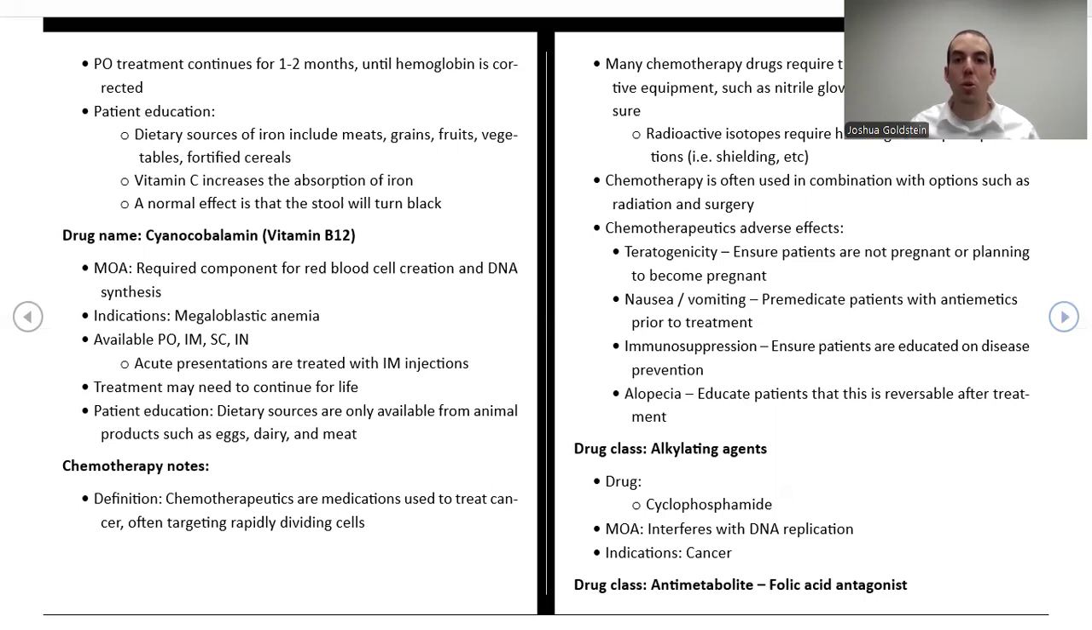The first one we have, and these are in no particular order, are alkylating agents. This is cyclophosphamide. This one interferes with DNA replication. Obviously, this is a cancer medication. Next, we have the antimetabolite.